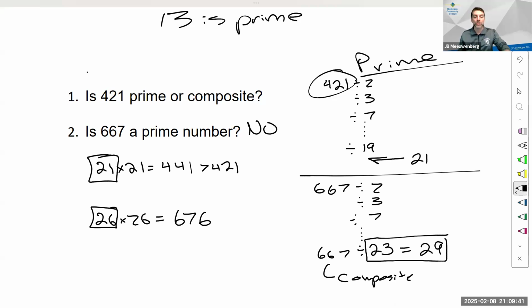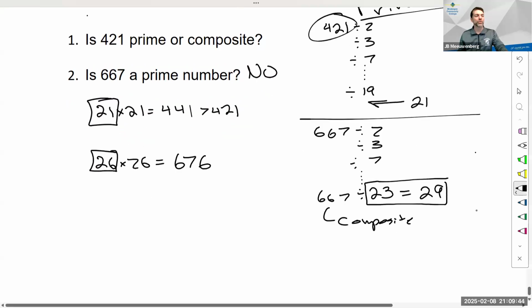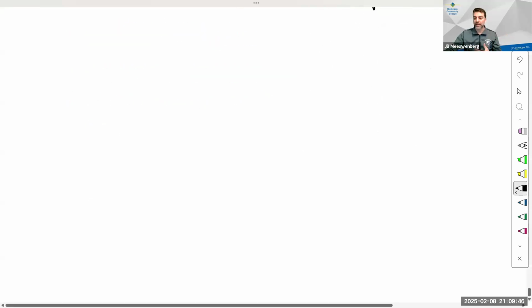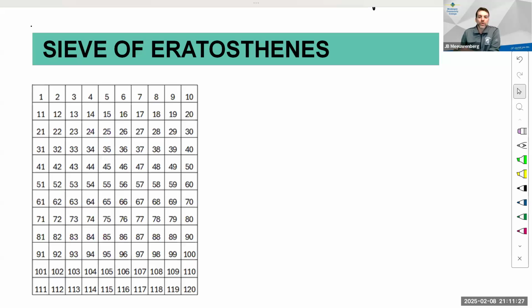All right. So the last thing is just a little bit of a history lesson. And it's another way to check to see if a number's prime or not. The Greek mathematician Eratosthenes created this method of determining prime numbers, and his method is called the sieve of Eratosthenes. Essentially, we're just going to be crossing them off. So if you want to play along, you can do so too.